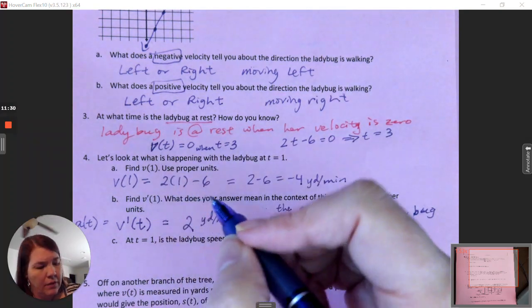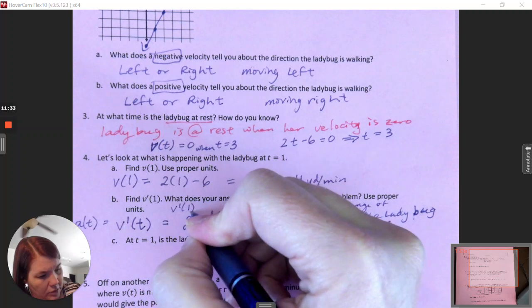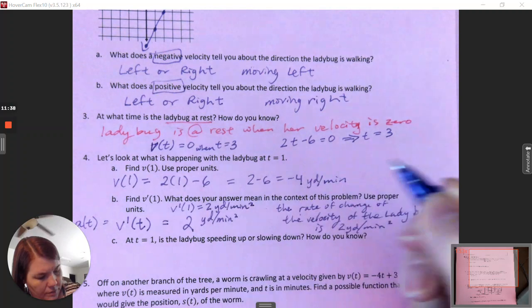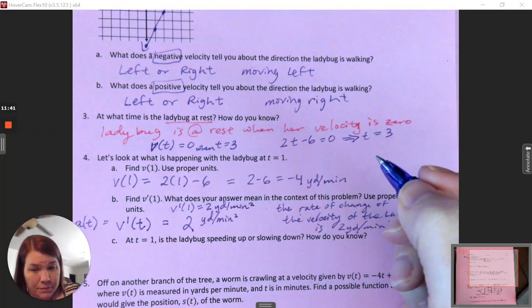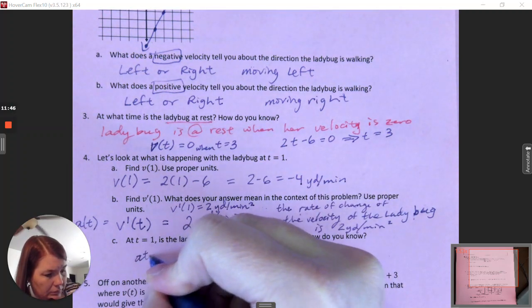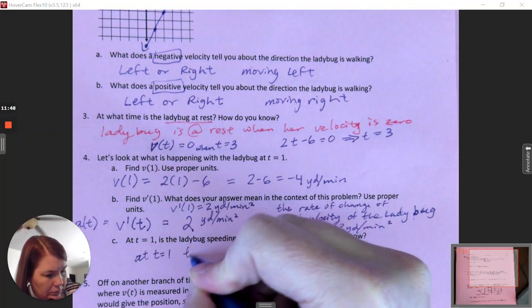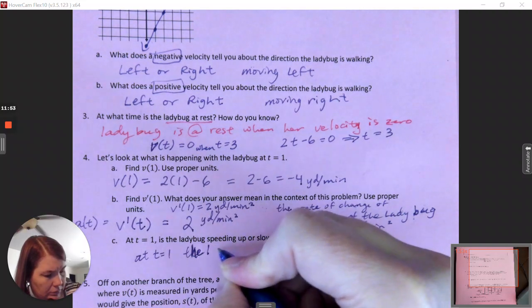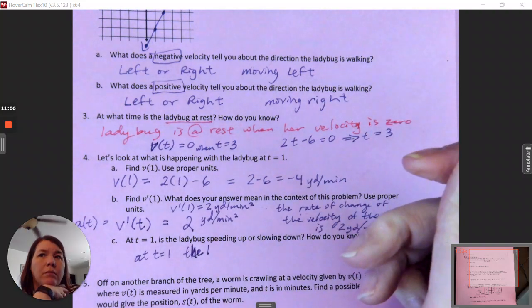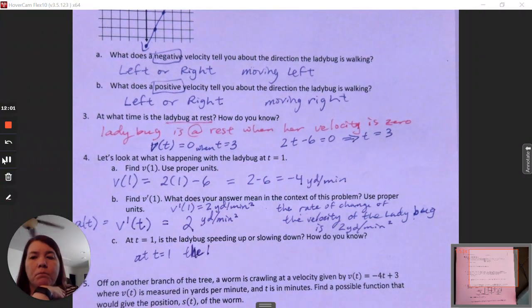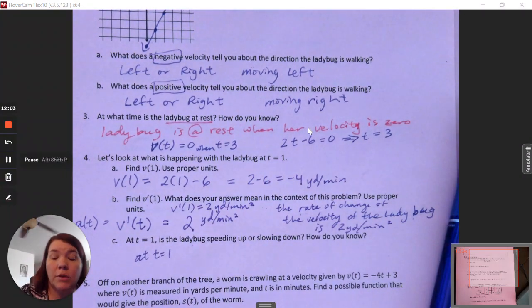I didn't actually do this. V prime of t at 1. V prime of t at 1 is 2, because of course it's always 2. And since it is a positive number, the ladybug is speeding up. Hang on, give me a minute. All right, so I just reminded myself of something I know, but I had forgotten.